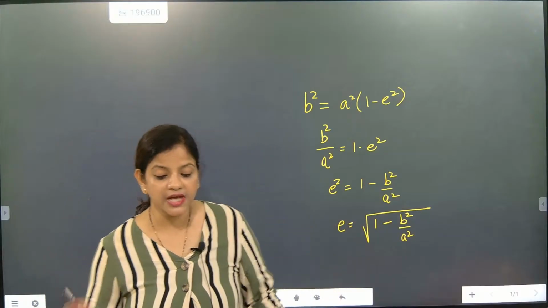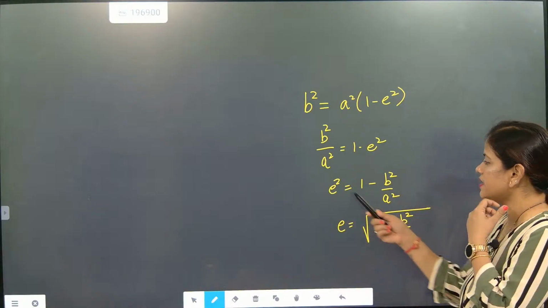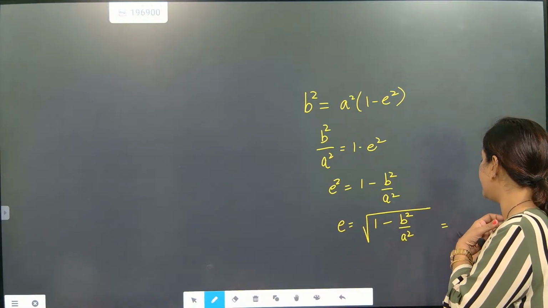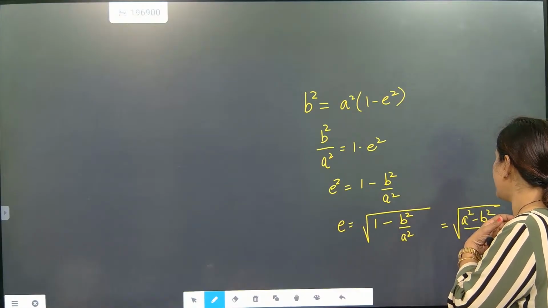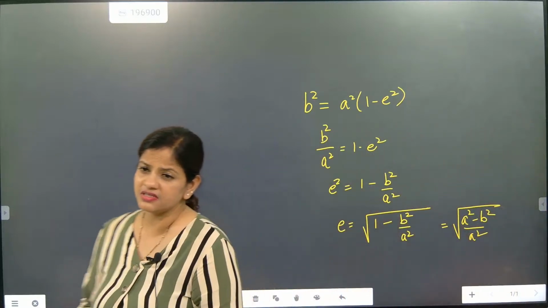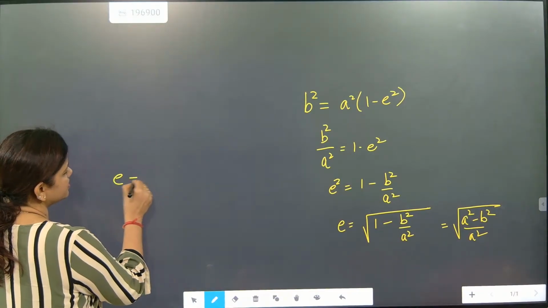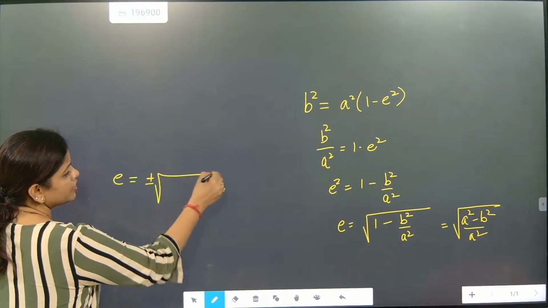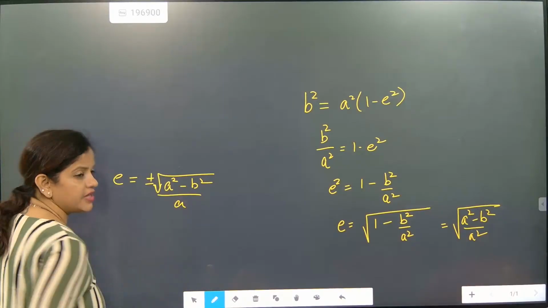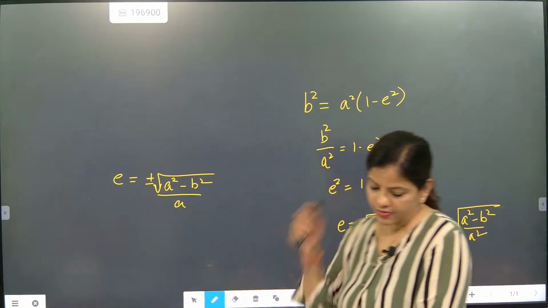So this is exactly the formula for eccentricity. How are we writing the formula for eccentricity, beta? e square will be equal to 1 minus b square by a square. So e will be equal to plus minus root of (a square minus b square) by a square. Understood? Eccentricity is less than 1 here, so we can write eccentricity as root under (a square minus b square) by a.